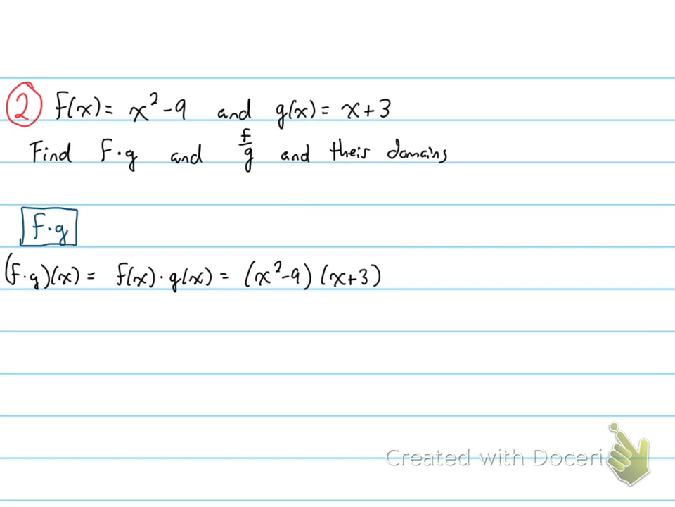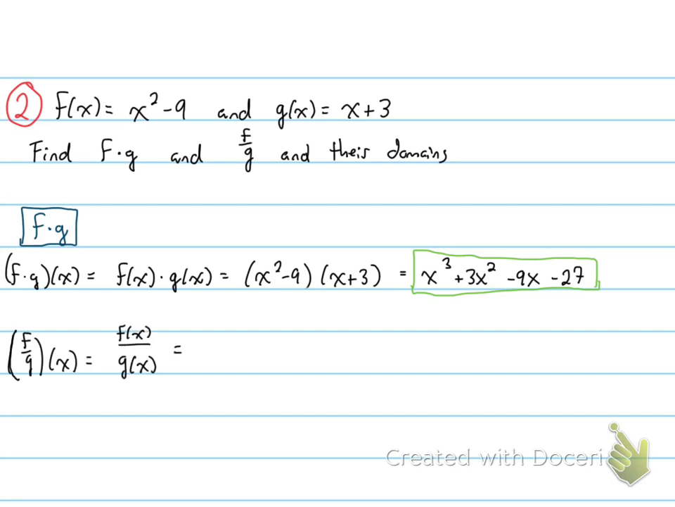Here, since I have two binomials, I'm going to have to FOIL. So I get x cubed plus 3x squared minus 9x minus 27. Nothing simplifies here, so that's my answer for f times g of x. For f over g, I'm going to do x squared minus 9 over x plus 3.